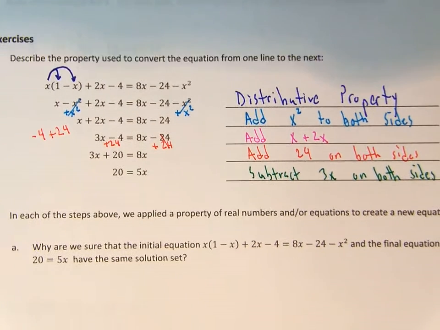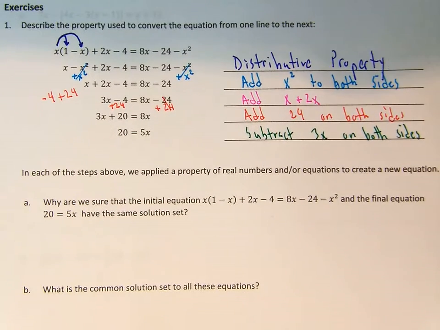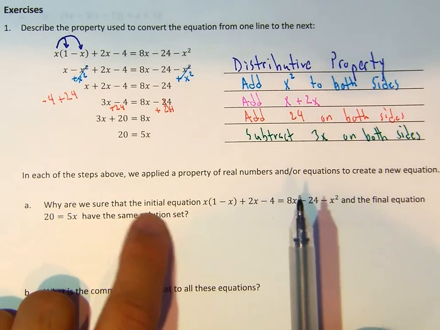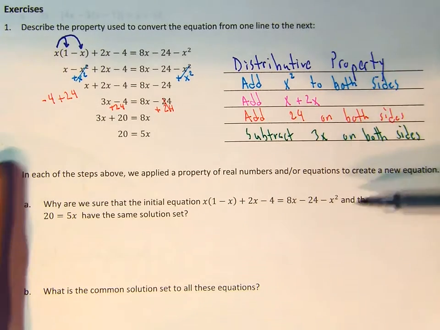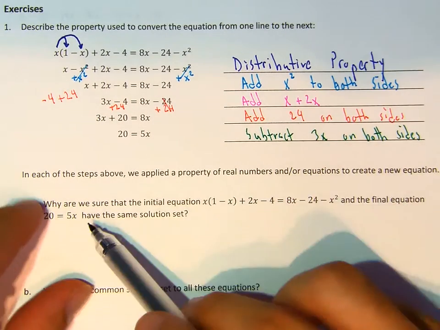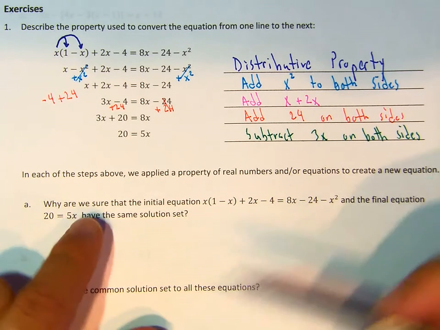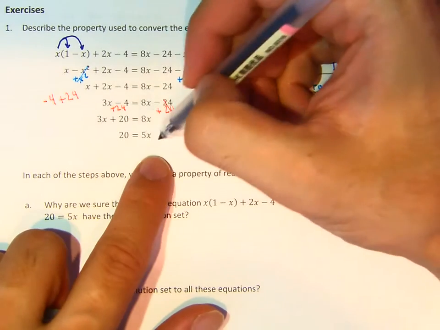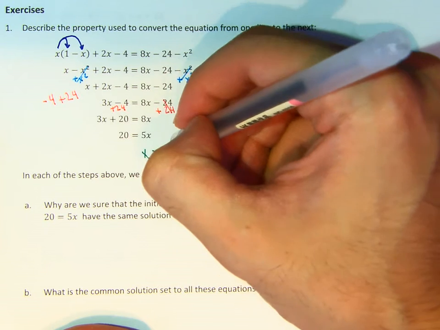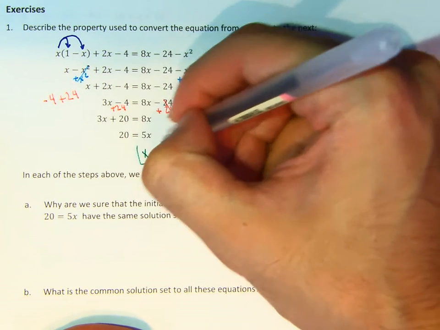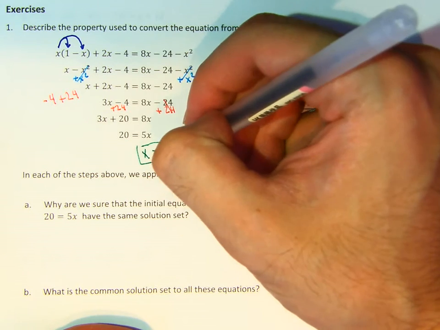So just to kind of go through this, let's take a look at question A. What does it say? It's saying, why are we sure that the initial equation we had here, and the final equation, 20 equals 5x, have the same solution set? Well, let's just finish this up. If I have 20 equals 5x, what's the final move? x is equal to 4, right? Because what did you do? You're going to divide 5 on both sides, and 20 divided by 5 is 4.